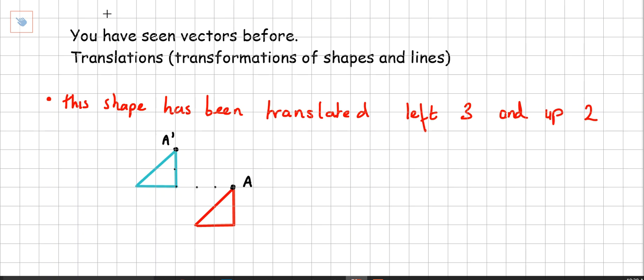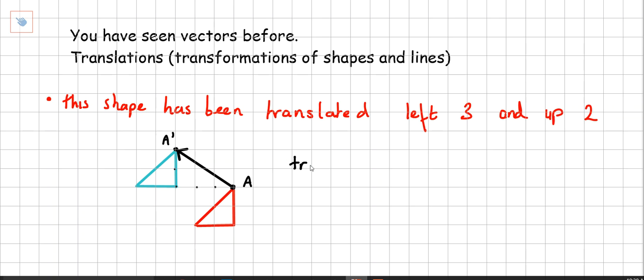Now, here's where it's all linked, you see. What I could do is say that from this point here to this point, it moves like that. Now that arrow is a vector. That's basically what we're doing. Now we have to represent that slightly differently than saying left and up.